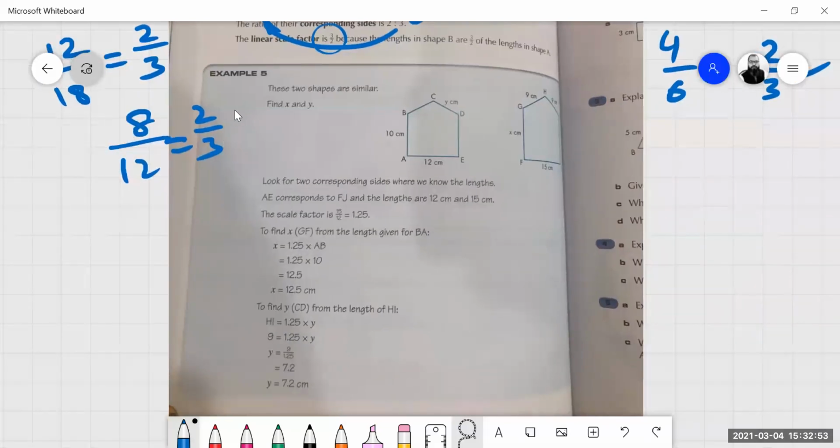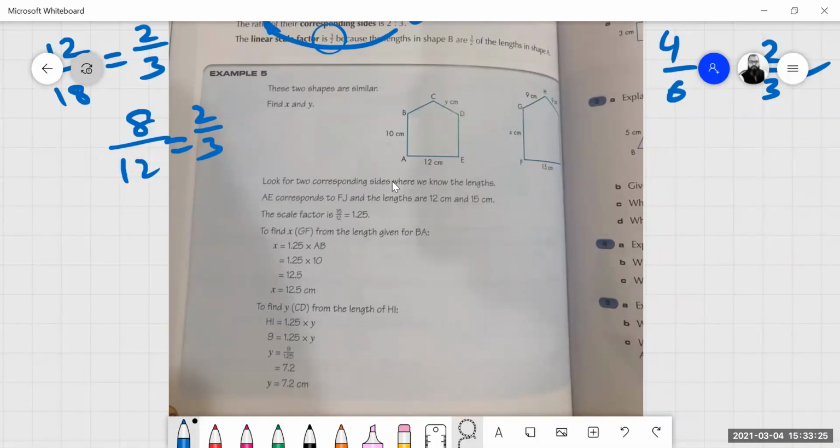Okay, now these two shapes are similar. Find x and y. We need to find x and y. Where is x? Here is x. And where is y? This is y. Y is equal to, and here 9. What should we do? First, we should find out the ratio.